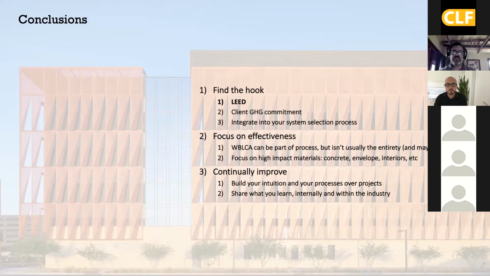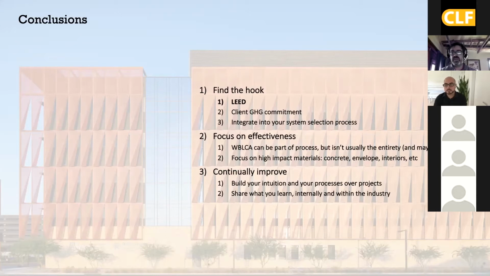The more LCAs we do, the better we get at them in terms of finding the right answer and not spending too much time, because it can be a rabbit hole. And I guess that's my second point, to really focus on effectiveness. Whole building LCAs are important, but we can often move the needle, whether that's focusing on concrete or other high impact materials. As architects, understanding envelope is incumbent upon us. We can make better choices there. And I think you'll find what we found is the more we do this, the better we get at it. We can continue to improve.